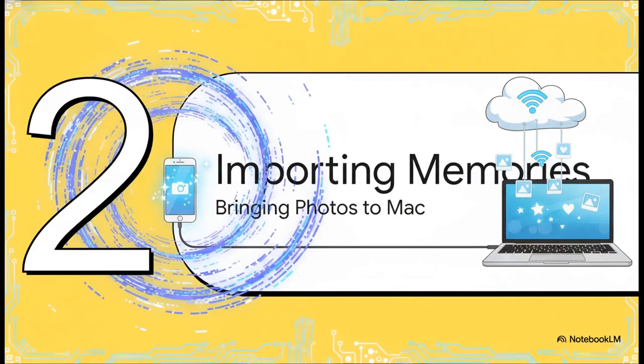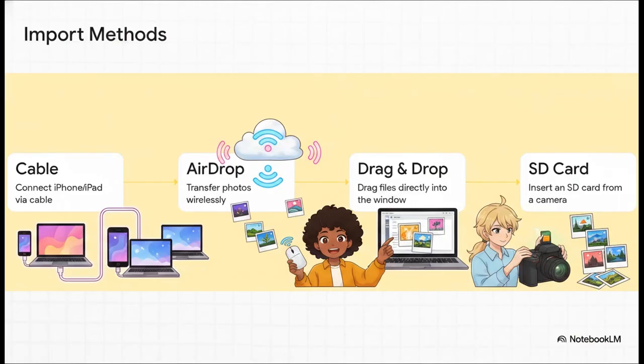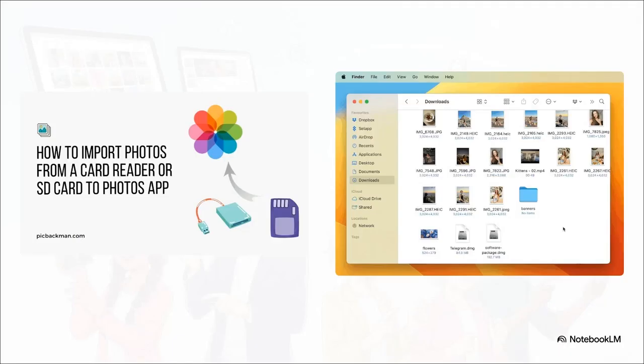Moving right along to Section 2, Importing your memories. So, with the interface totally demystified, how do we actually bring those scattered files into this powerful ecosystem? Well, the application makes this incredibly versatile with 4 super simple methods. First, you can go old school by connecting your iPhone or iPad directly with a cable. Second, you can just AirDrop photos wirelessly straight to your Mac for a quick auto import. Third, you can literally just drag and drop loose files right into the Photos window. And fourth, if you're out there using a dedicated camera, just pop in that SD card. Easy, right? Let's look at how this translates into a completely frictionless workflow.